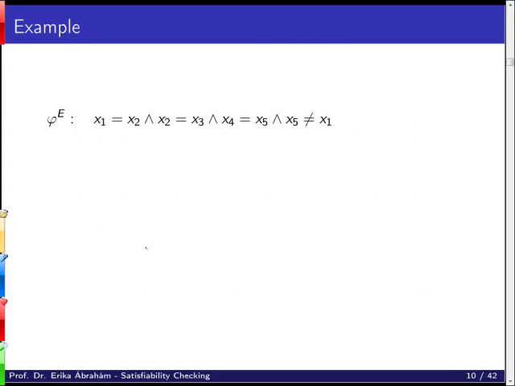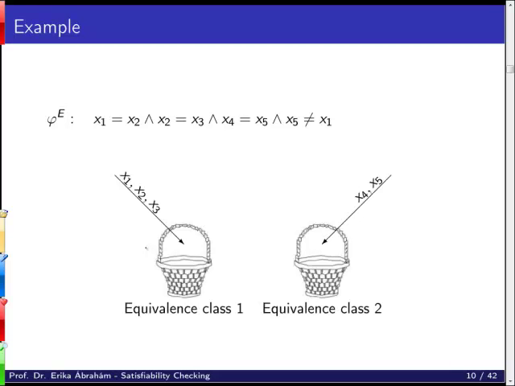An example. So if we have three equalities, these two are in one chain. That means x1, x2, x3 are in the same class. x4 and x5 are in the same class, and I have one disequality. First, I build the equivalence classes by merging these three variables and then these two. And then I check if x5 is not equal to x1, and since x1 is in one equivalence class, and x5 is in a different one, this is satisfiable.